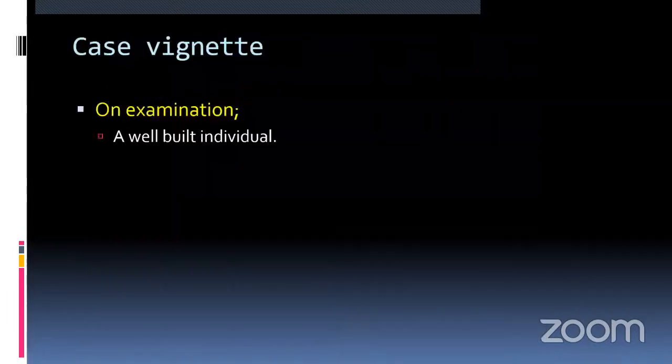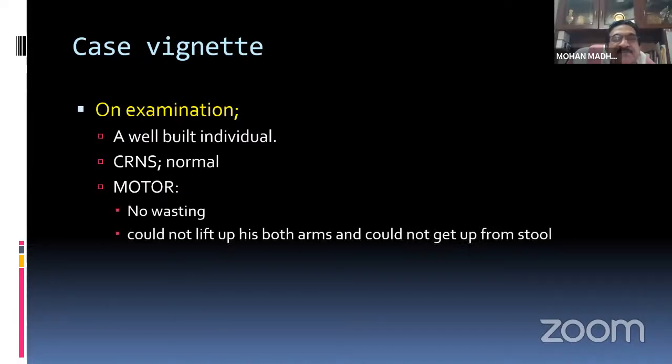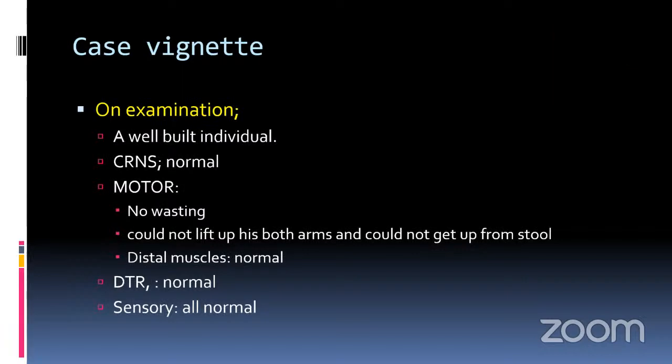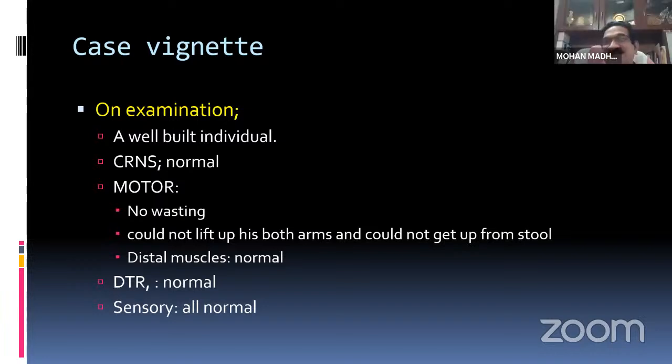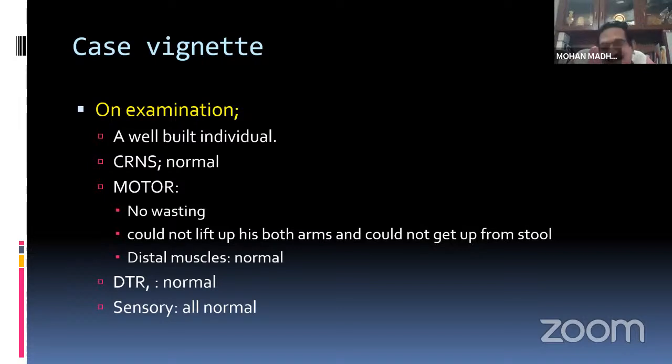On examination, a muscular individual, painless, normal motor, no wasting, could not lift up from both hands and could not get up from the stool. Distal muscles normal, reflexes normal, sensory normal. This is from presence since childhood. What do you think about that possibility? Myotonia congenita. Myotonic muscular dystrophy? Yeah, congenital myopathy also. Muscular individual. Yeah, very good. It's a very muscular individual.